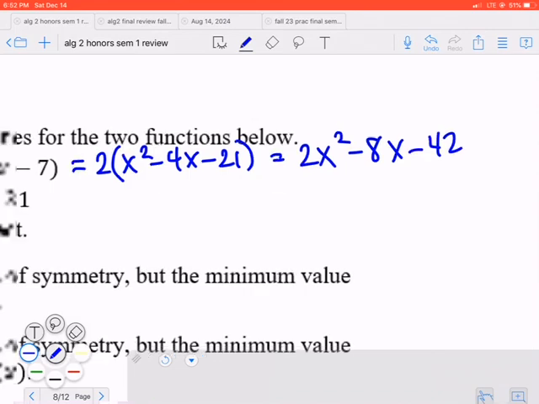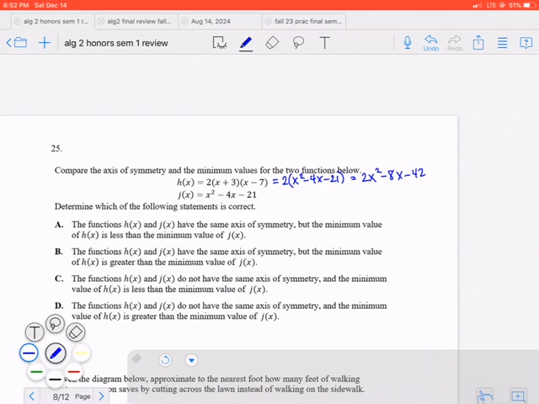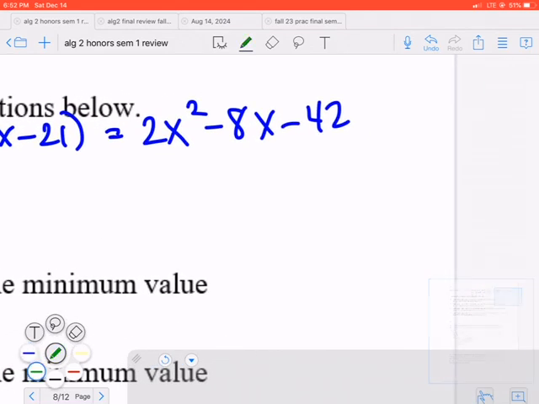And what do we need? What are we comparing? The axis of symmetry and the minimum values. So I need the vertex. So I'm going to use negative b over 2a. Negative b over 2 times 2. So x is 2. And plugging in a 2.